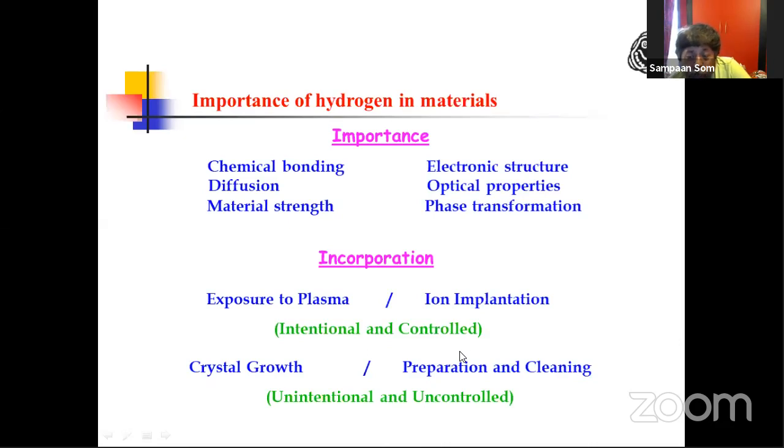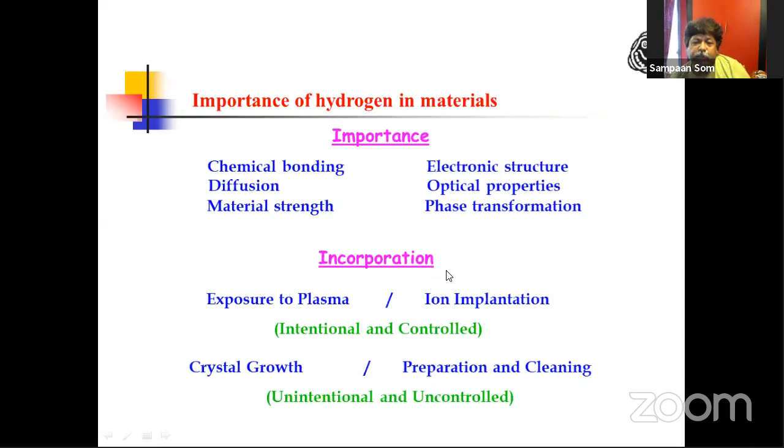I'm sure yesterday Professor Rajendra Singh had talked a lot about this semiconductor cleaning, etc. So there, during chemical etching, chemical cleaning, etc., hydrogen can also get in, depending on the nature of the material which is under treatment.